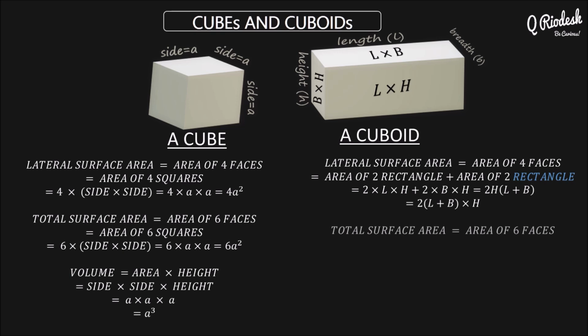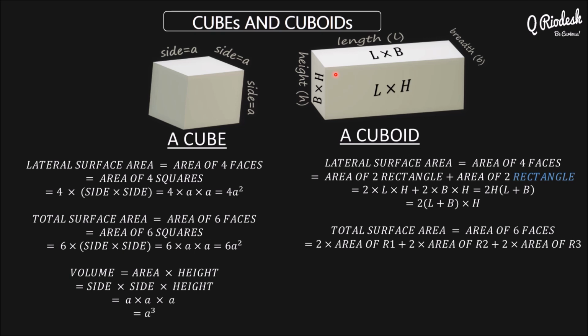And similarly, total surface area would be the area of 6 faces. So here we will have 3 pairs of rectangles. 2 are made by l cross b, another 2 are made by l cross h, l times h, and another 2 are made by b times h.